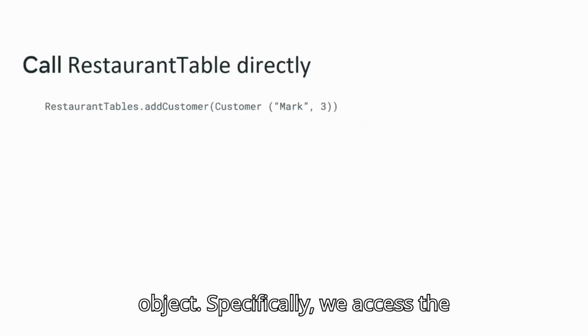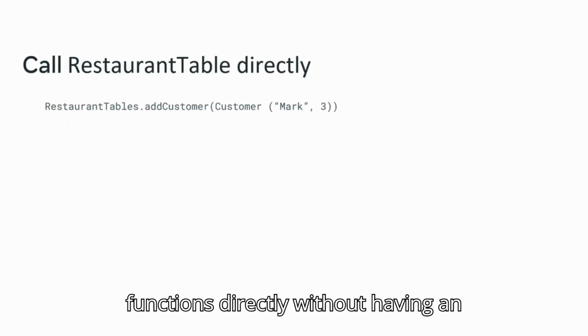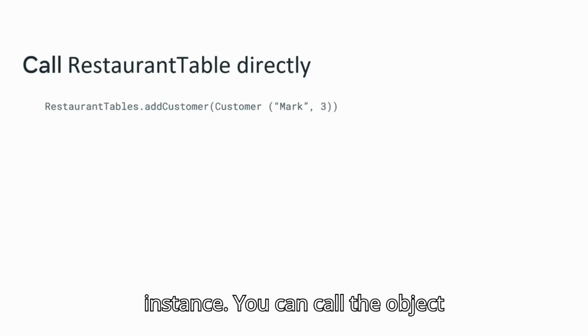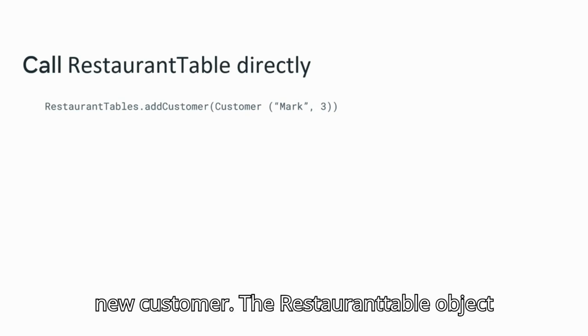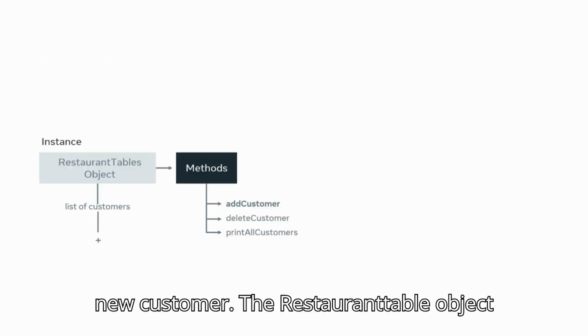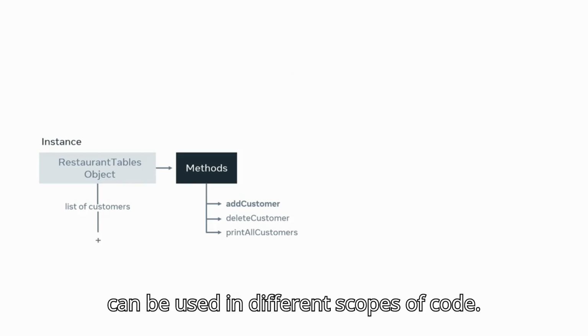With an object specifically, we access the functions directly without having an instance. You can call the object directly as restaurant table, and then you can make any changes, such as adding a new customer. The restaurant table object can be used in different scopes of code.